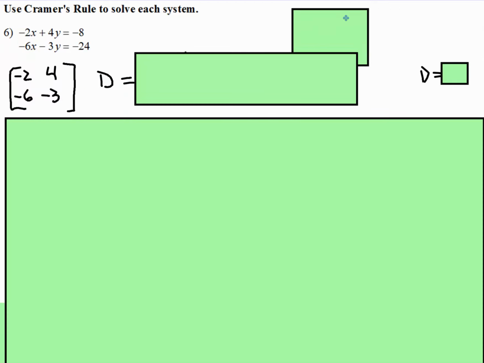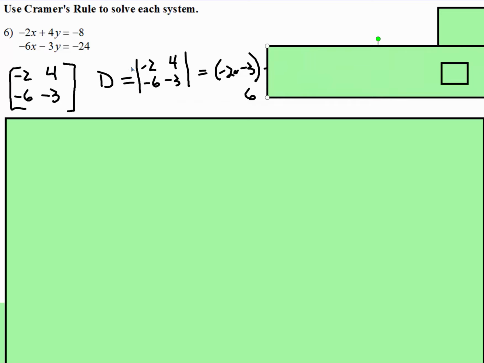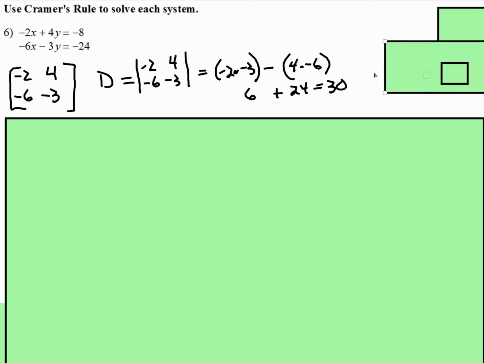So here's our original matrix: -2, 4, -6, -3, and remember it's A times D, -2 times -3, and we're going to subtract B times C, 4 times -6. So A times D, -2 times -3, which is 6, subtract B times C, 4 times -6, which is -24, but subtract negative is adding a positive. 6 plus 24 is 30. So that is the D determinant. The original determinant D is equal to 30.